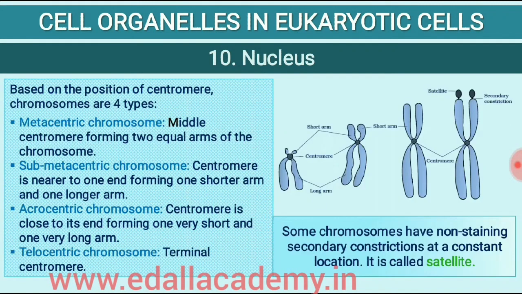Based on the position of the centromere, the chromosomes can be classified into 4 types. The metacentric chromosome has a middle centromere forming 2 equal arms of the chromosome. The submetacentric chromosome has the centromere slightly away from the middle of the chromosome, resulting in one shorter arm and one longer arm. In case of an acrocentric chromosome, the centromere is situated close to its end, forming one extremely short and one very long arm, whereas the telocentric chromosome has a terminal centromere. Sometimes a few chromosomes have non-staining secondary constrictions at a constant location. This gives the appearance of a small fragment called the satellite.